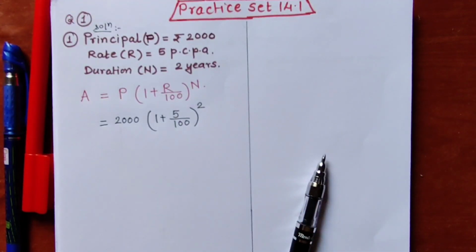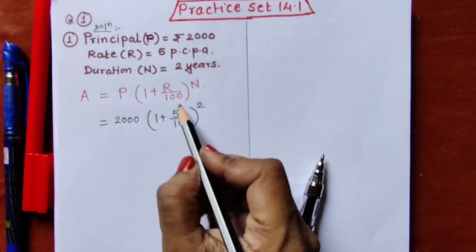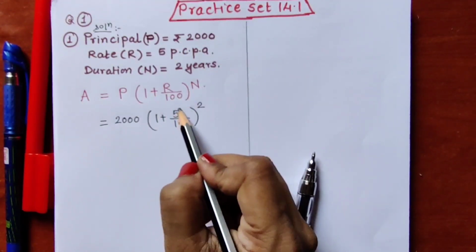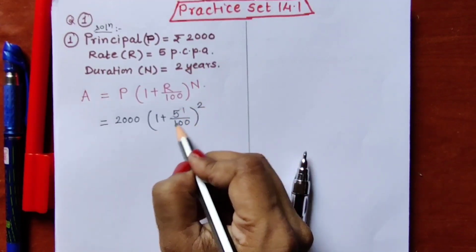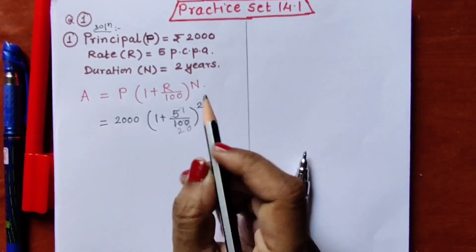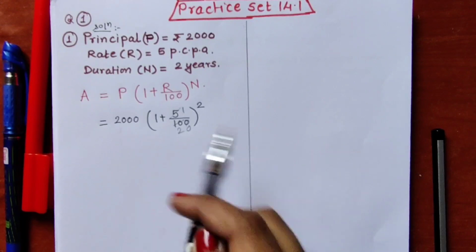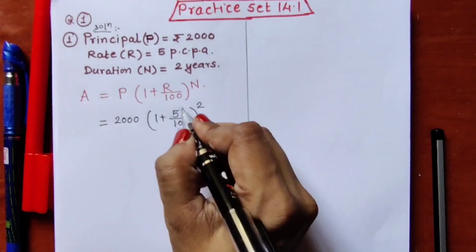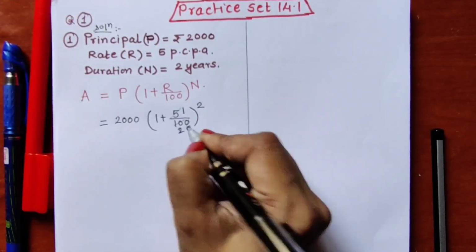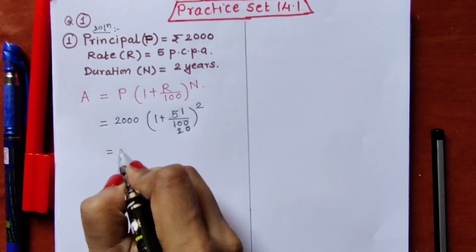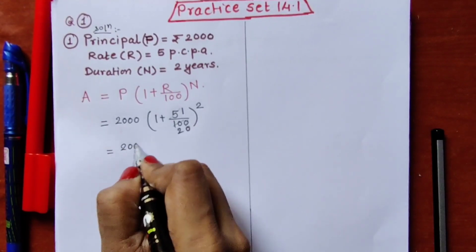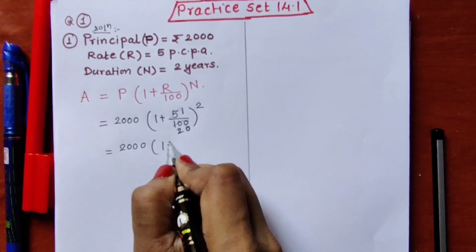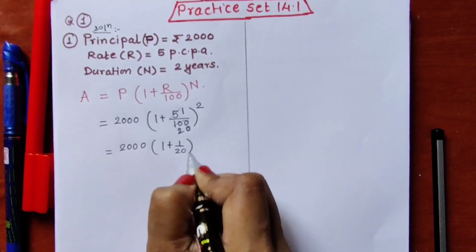So let us see whether these two numbers can be cancelled or not. As we can see, 5 and 100 are there, so 100 can be cancelled by 5. We write 5 ones are 5, 5 twos are 10, and 5 zeros are 0. So once again we are getting 1 upon 20 here. Again we write this 2000 as it is, 1 plus 1 upon 20 square.